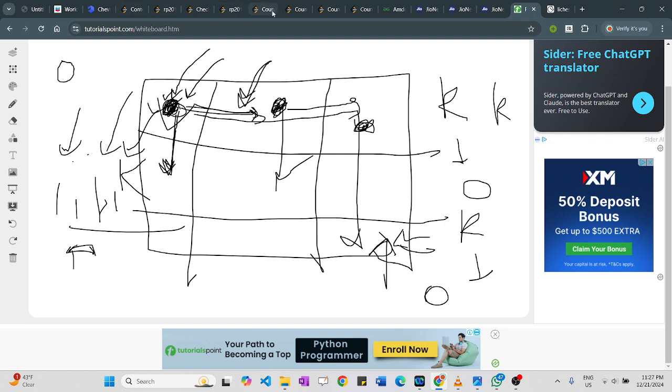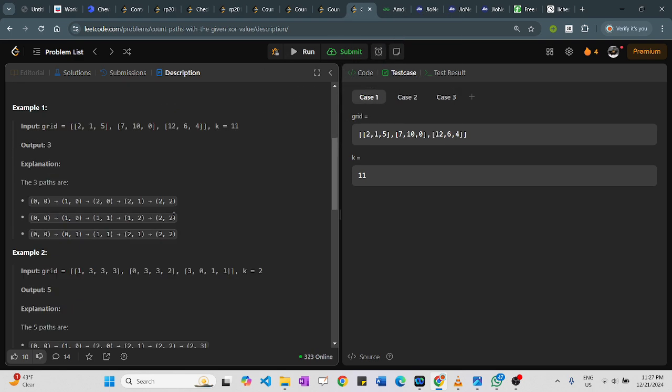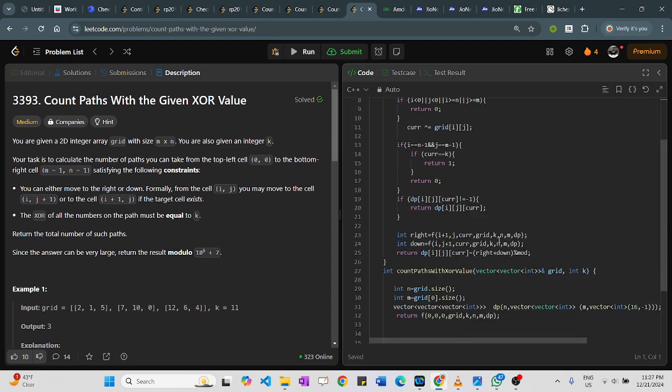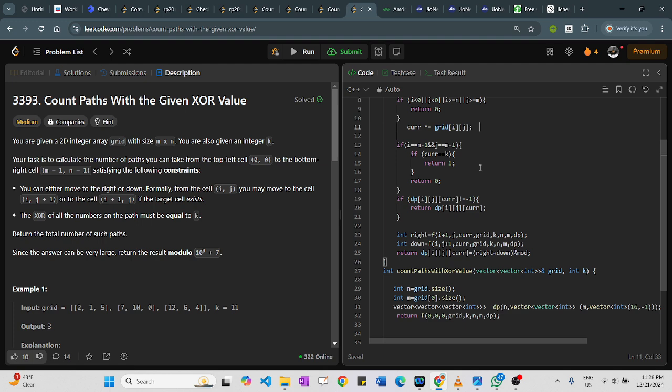So this was the explanation for this question, and you can see the code here. What am I doing? If I am outside the grid, then there is no possible path, right? Otherwise I will be calculating the jar of each and every cell of the grid, and then this is the base case. If I have reached the destination, that is n minus 1 comma m minus 1, then at that moment I will check if the jar value at that cell is equal to k or not. If it is, then I will be returning 1, otherwise I will be returning 0.